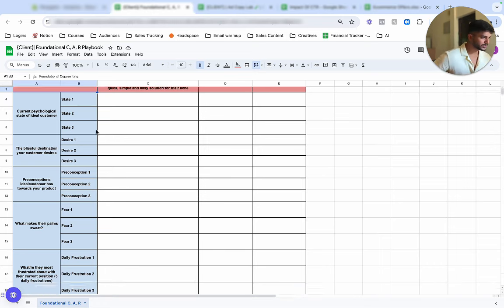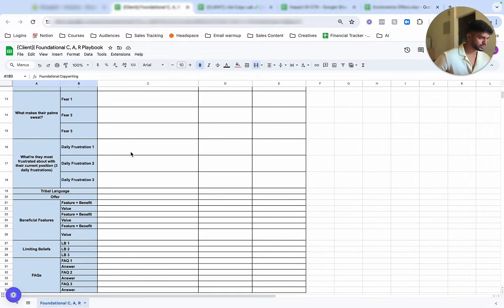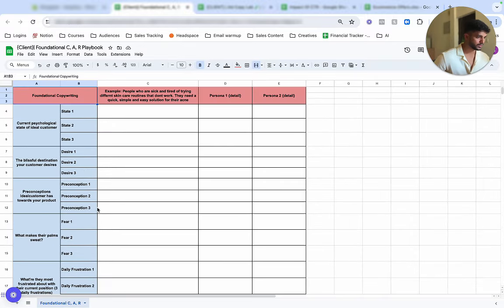So we use this to understand our customers' pain points, all of the product features, all of their benefits, all of their frustrations, everything like that, all of the fears, perceptions regarding the product, all desires that they have, and their current state versus the ideal state that they want to go to.